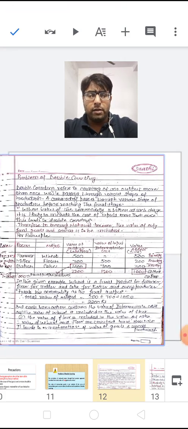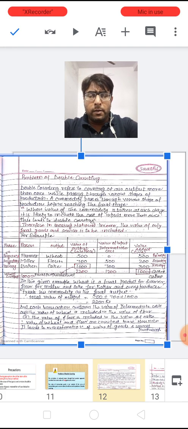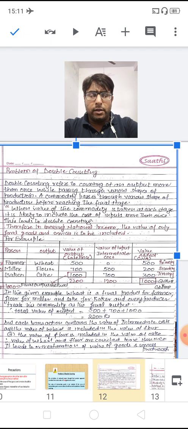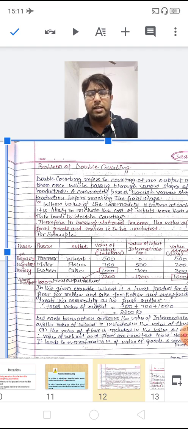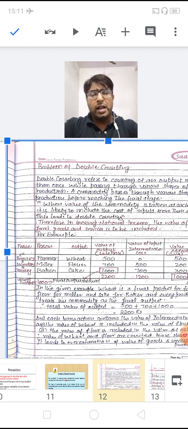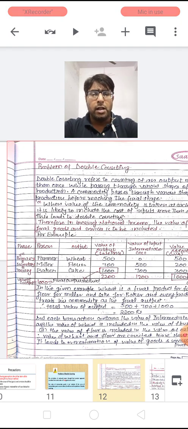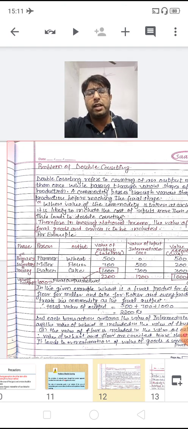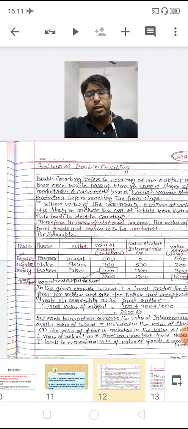So children, understand it first. My first phase, or you can say the sector, is the primary sector. A farmer is producing wheat and he is selling it at the sale price of 500 in the market. This is a rough example we are taking. A farmer has produced some quantity of wheat and he is selling that wheat into the market for 500 rupees.